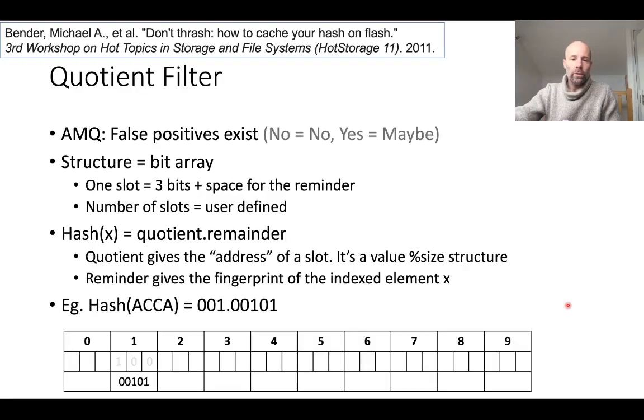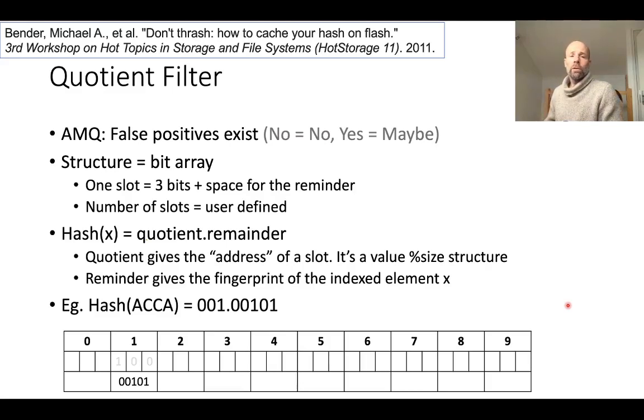So, what is a quotient filter? Quotient filter is a data structure that appeared in 2011 in this paper, and it's what is called an AMQ. AMQ means approximate membership query. AMQs are data structures that have a low impact in memory, but can have some false positives. This means that if you ask something to an AMQ, if the answer is no, this means no, and if it's yes, it means maybe. There can be some false positives.